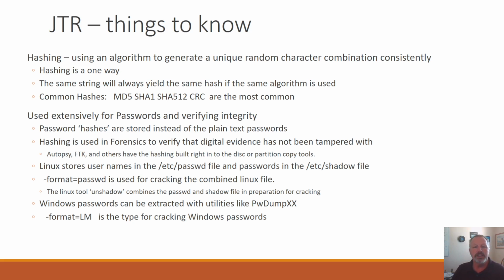Hashing is an algorithm that is used to generate a unique random character combination consistently. When you get a hash of something, it's going to create a unique random hexadecimal string, and every time you hash it, it should come out with the same result if nothing has changed. It's one way. The same string will always yield the same hash. We use it for forensics, and I'll talk about that in a second. But it'll always give the same hash.